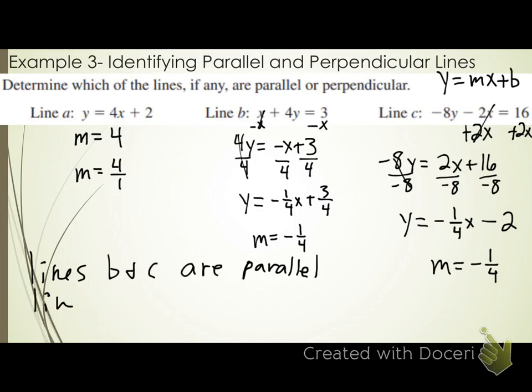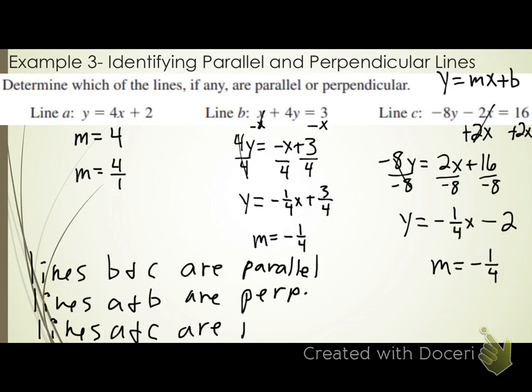So I'd say lines A and B are, and I'm just going to put perp, and lines A and C are perp, meaning perpendicular. Any other sets of perpendicular lines here? Nope. I'm done identifying the parallel and perpendicular lines. Any questions how we did that? No. So parallel, perpendicular lines really just rely on the slope of your lines. Okay? Can I move on to my last example?